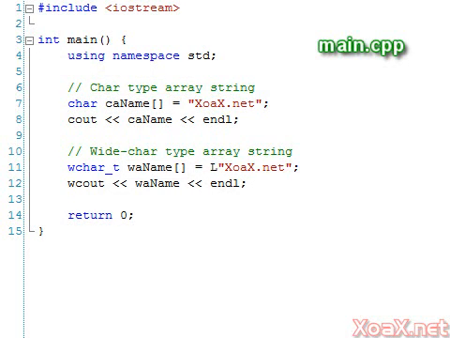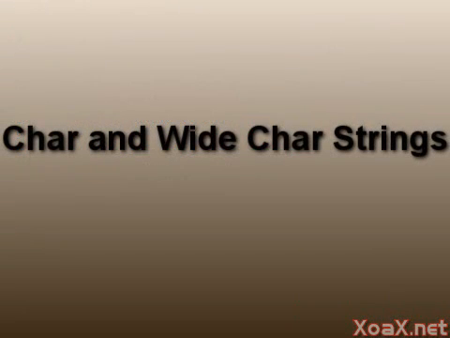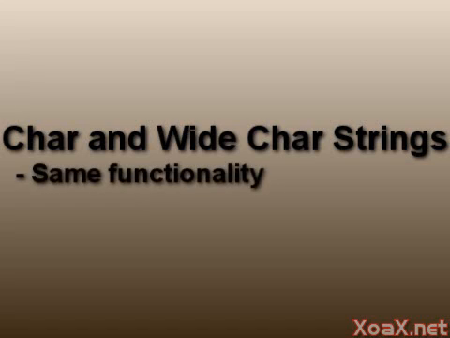There are a few differences between the code for chars and wide chars. First, the type declarations are char and wchar_t. Next, the string literal for the wide string is prepended with an L. This tells the compiler that the string is a wide char string instead of a char string. Finally, for output, we use wcout instead of cout to output wide chars. In general, char array strings and wide char array strings function very similarly.